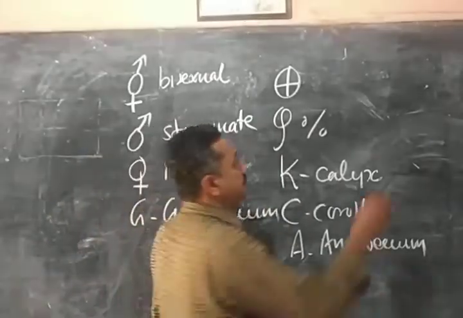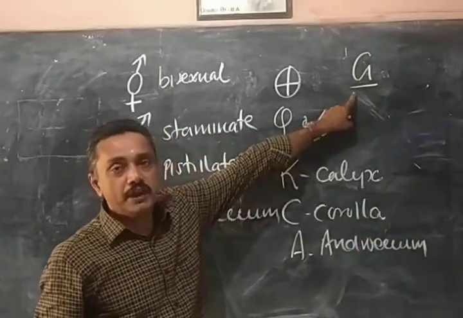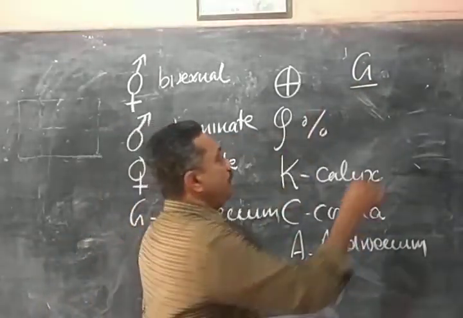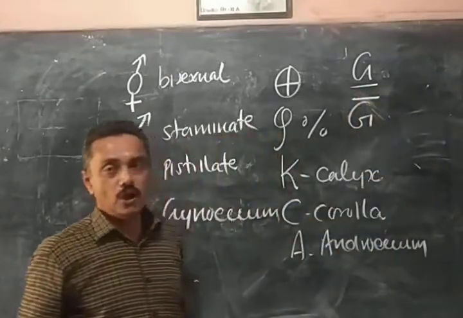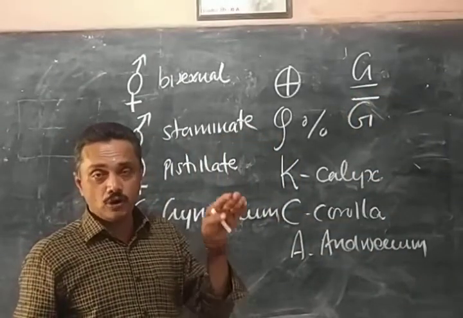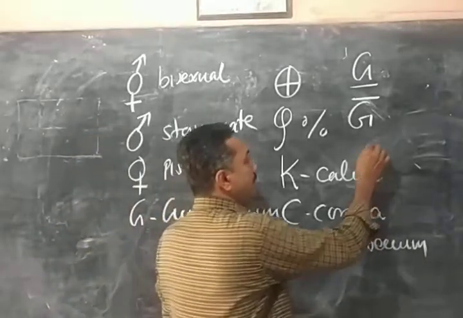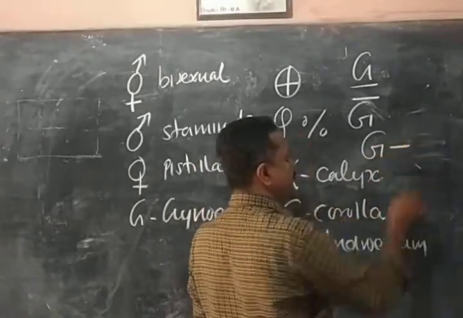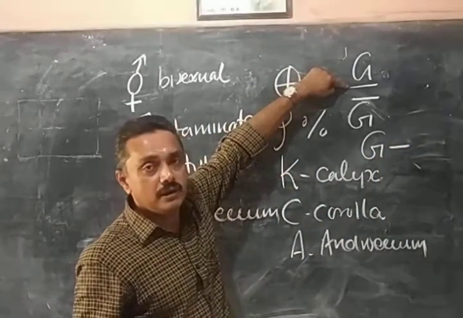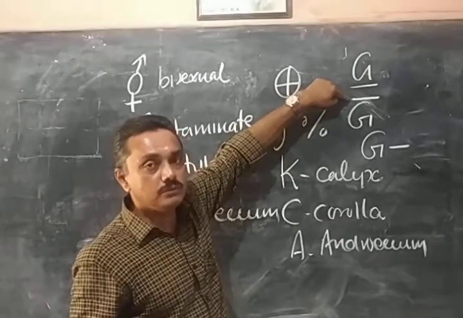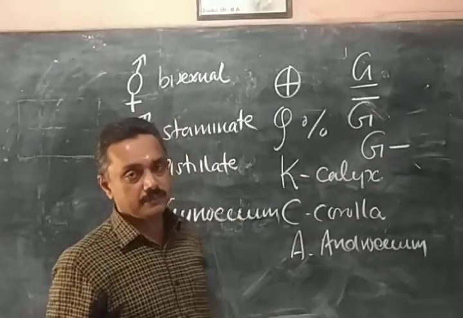Superior ovary is represented by drawing a line below it. Inferior ovary is represented by drawing a line above it. Ovary is inferior, occupying the lowest position. Half inferior can be represented by a line like this. See, superior ovary, line below; inferior ovary, line above; half inferior, on the side of the G.